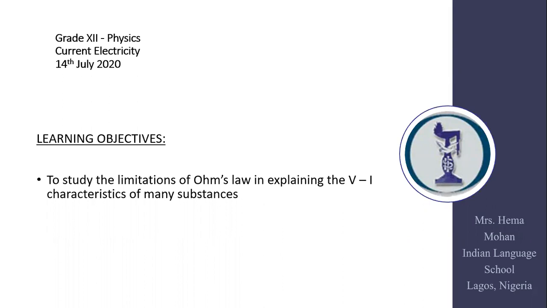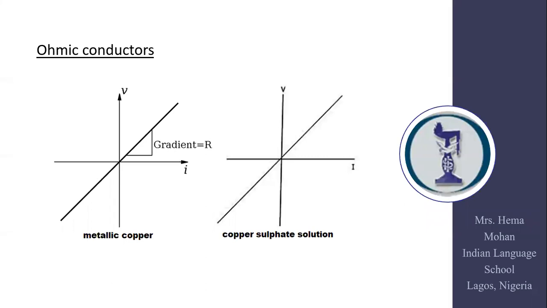Once we impose that condition, we are going to see in the upcoming slides that there are many substances which are not going to obey Ohm's law under their working conditions. And that is what we are going to state under limitations of Ohm's law. Now, based on whether they behave as per Ohm's law or not, we classify substances as ohmic conductors and non-ohmic conductors.